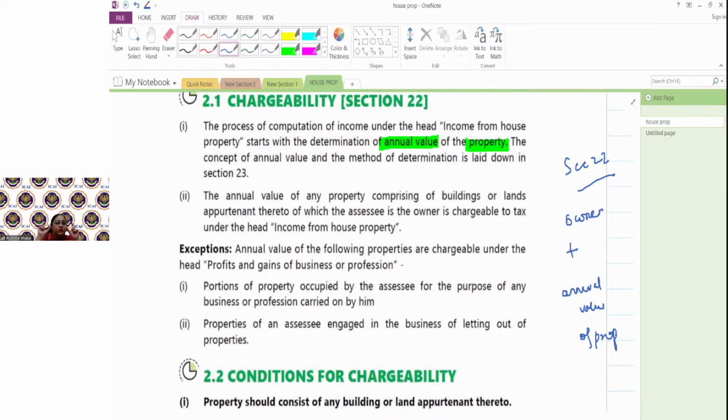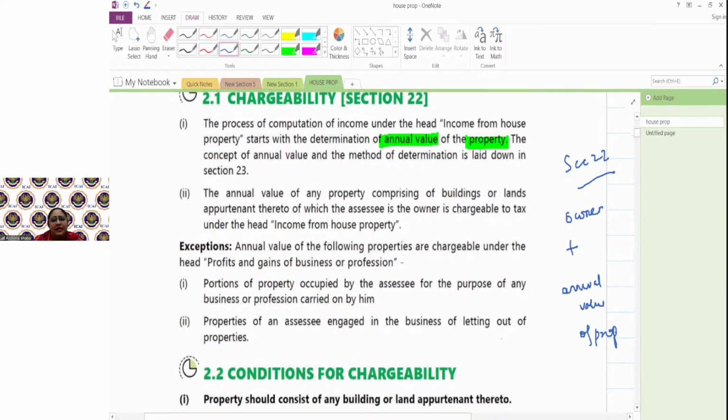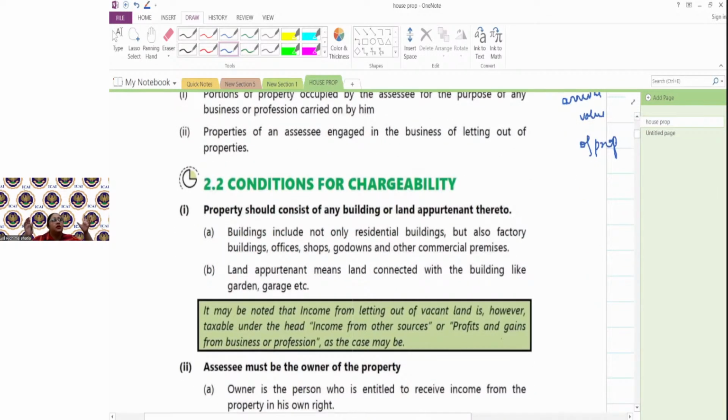So to understand house property, differentiate it from a residential property. We are talking about a house property, and when I say house property, you should have clarity in mind that it is any building or any land appurtenant thereto. Building or land appurtenant thereto. Now, the first question would be, ma'am, building I understood, but what is land appurtenant thereto?